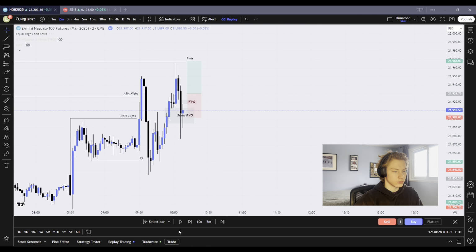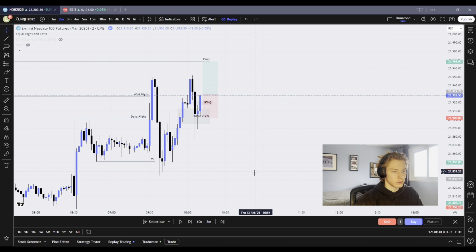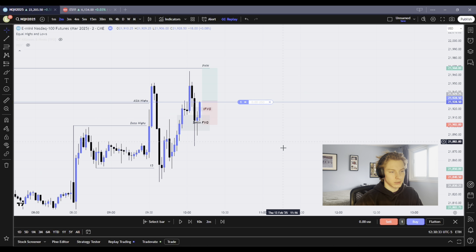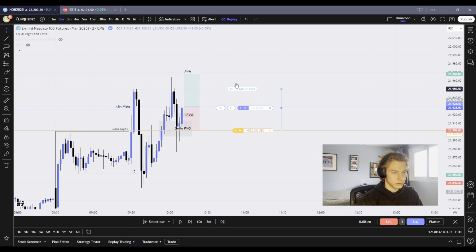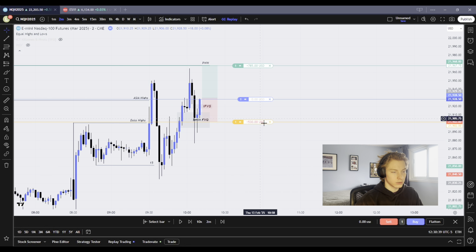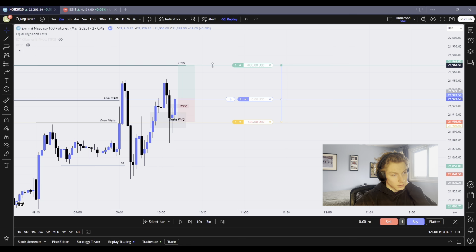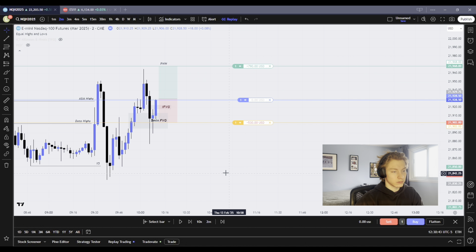And we ended up getting a 2 minute, and it inversed, so I ended up taking that. Stops there, take profit here. And I want to say I made about 1100 on this trade.